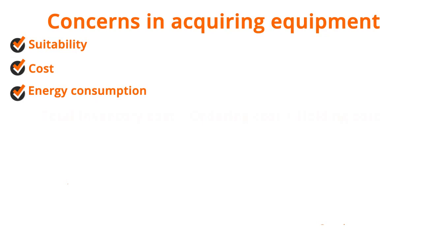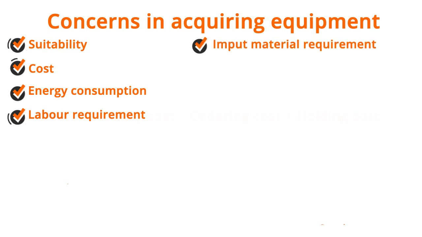What is the energy consumption for the equipment we want to purchase? We should be looking at equipment which consumes the least amount of energy. Number 4, the labor required. What is the amount of labor required for the quantity and quality of the local labor market in which our businesses are set up? Number 5, the input material requirements.